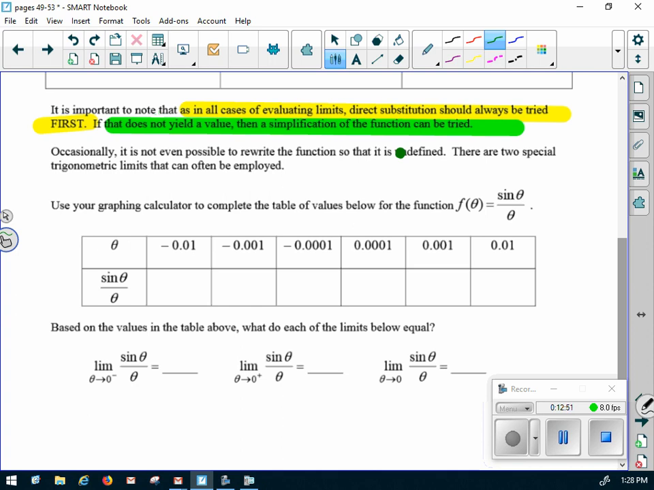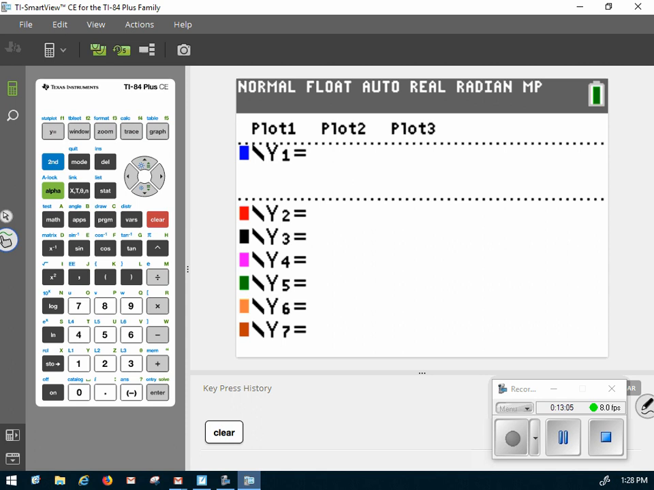There are 2 special trig limits that can often be employed. I want you to look at this. We're going to spend some amount of time on that little limit right there. Now, what I want you to do is go to your calculator. I want you to be in radian mode. We're going to graph that thing.